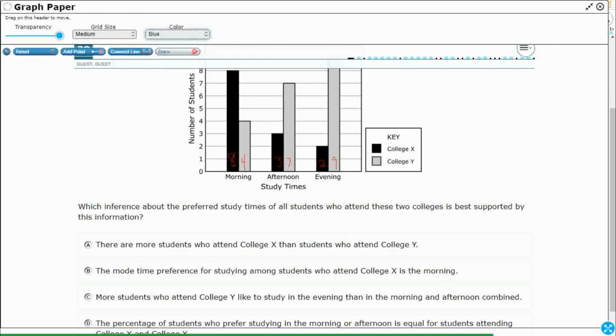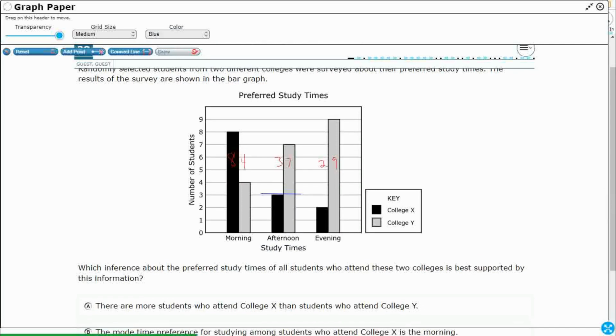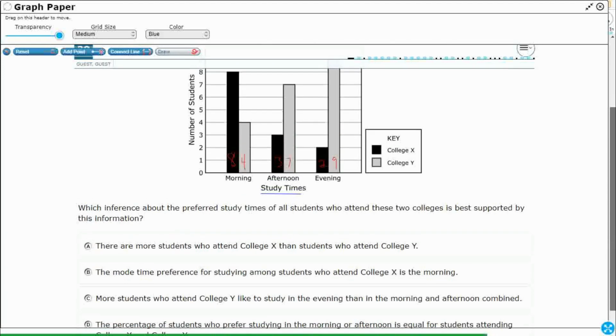A: There are more students who attend college X than students who attend college Y. This has to do with study times. If we take a look at our question at the top, it says randomly selected students from 2 different colleges were surveyed about their preferred study times. Now, college X, if you were to put my dark ones together, that's 8 plus 3 plus 2. That's going to be 13, right? My college Y is going to be 4 plus 7 plus 9. That's going to be 20. So first off, even if I were to add the 2 different bars, college Y is more than college X, not the other way around.